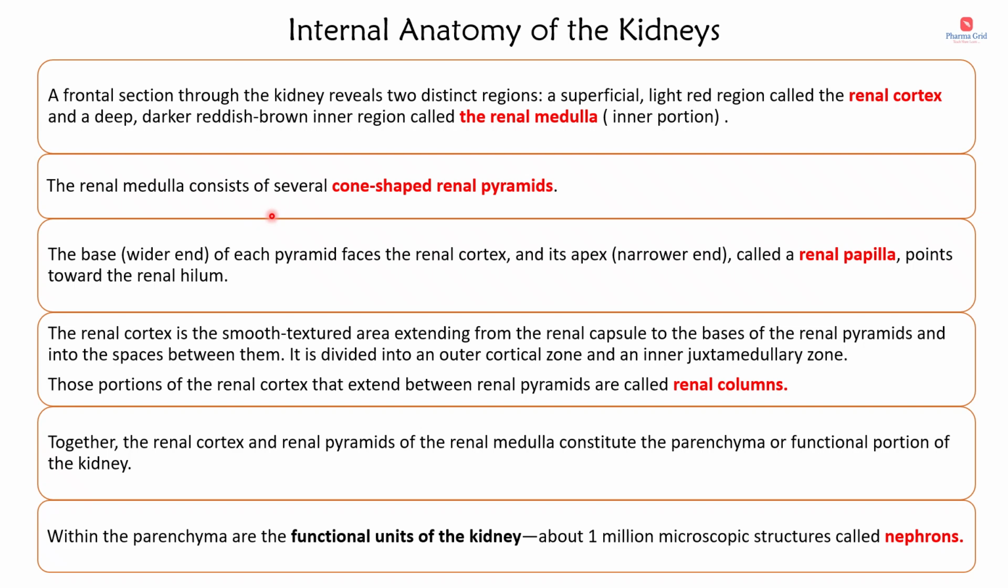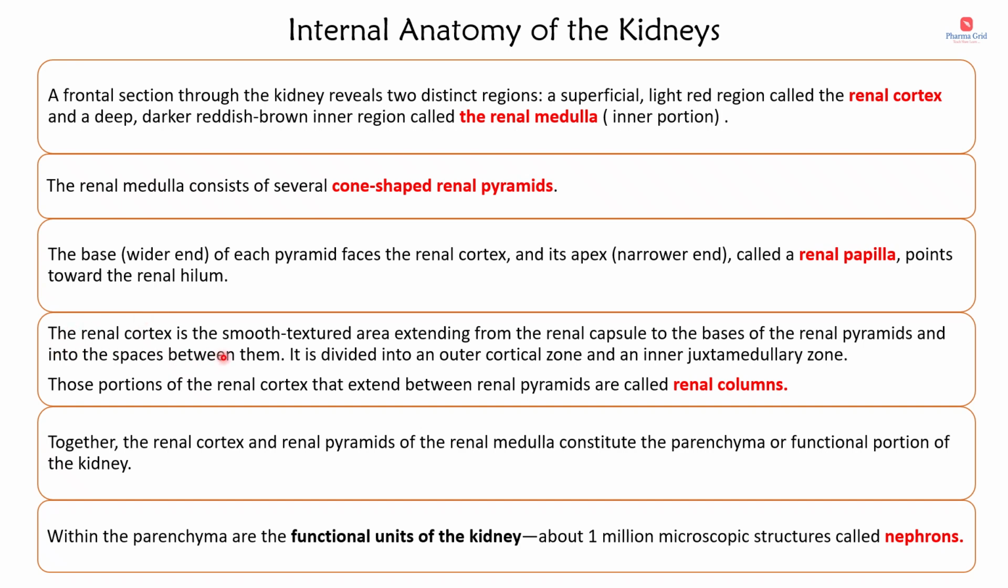Then the renal medulla consists of several cone-shaped structures. They are known as renal pyramids. The base, that is the wider end of each pyramid, faces the renal cortex, and its apex, meaning the narrower end, is known as the renal papillae. This renal papillae points towards the renal hilum.